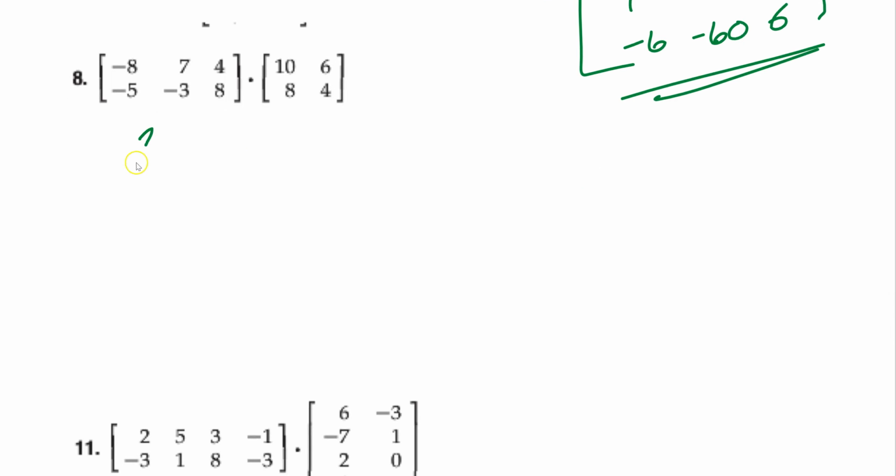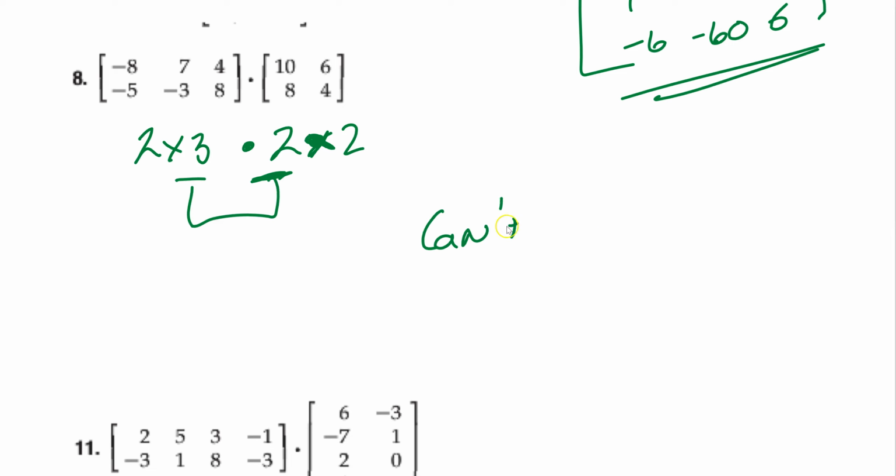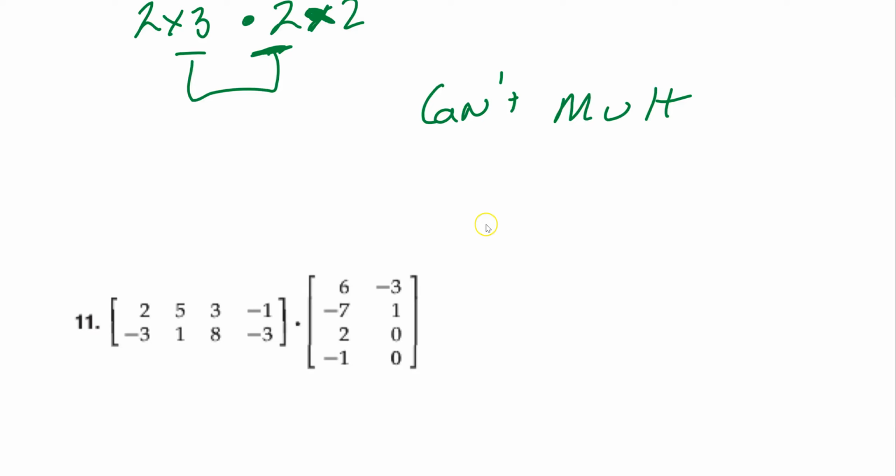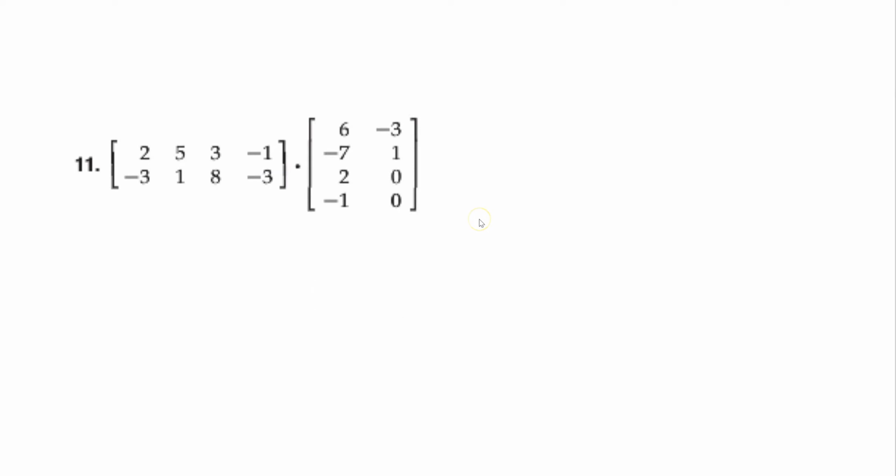So this is a 2 by 3. And this is a 2 by 2. If you check it, remember the first thing you gotta check is see if they work. This one actually doesn't work. They don't match, so can't multiply. Those are our favorites. Less work. This one right here, I'm not gonna make you do this by hand.